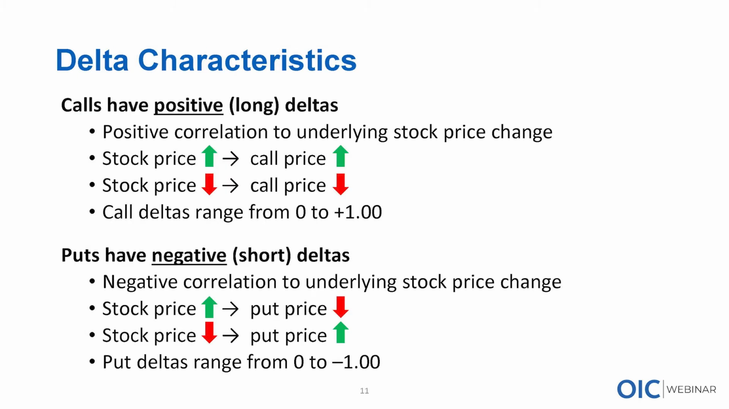Okay, so let's take a look at some delta characteristics. So calls have positive deltas or long deltas, while puts are just the opposite. They have negative or short deltas. So I have to make a big distinction here. There's a difference between being long the contract or short the contract and being long or short the market.